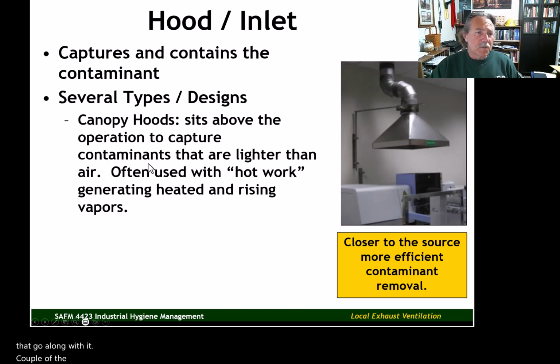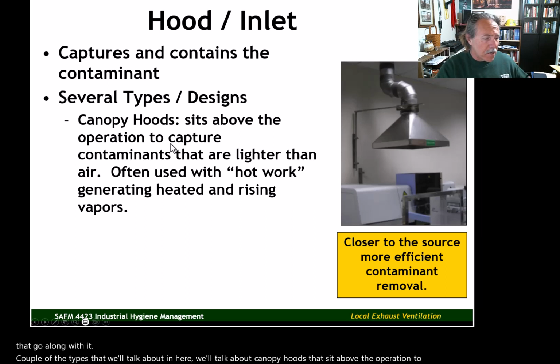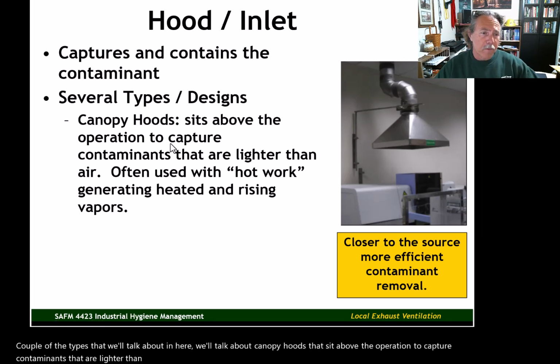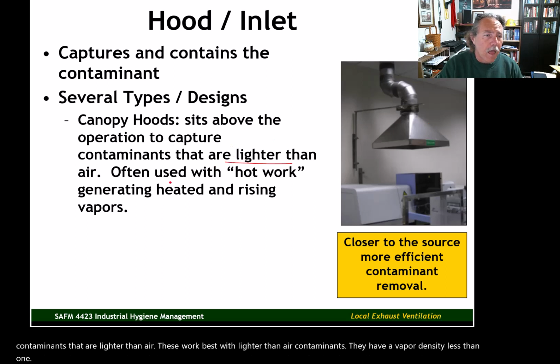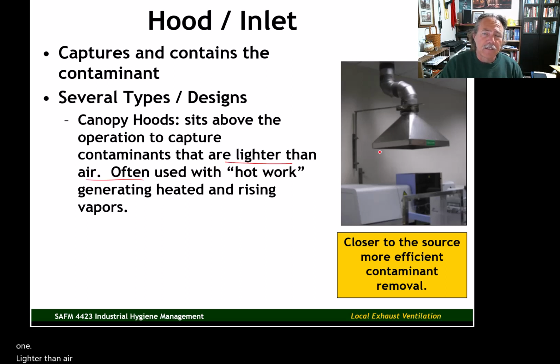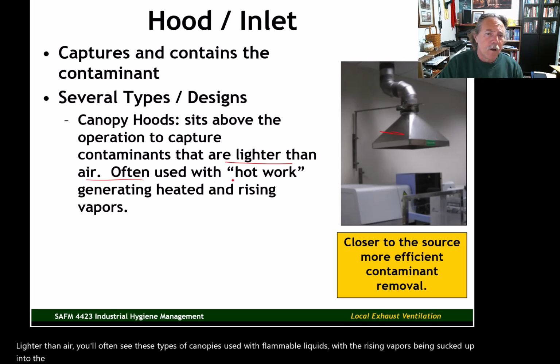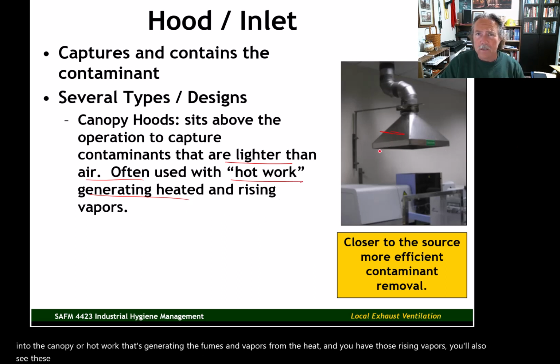A couple of the types that we'll talk about in here: canopy hoods that sit above the operation to capture contaminants that are lighter than air. These work best with lighter than air contaminants, which have a vapor density less than 1. You'll often see these types of canopies used with flammable liquids, with the rising vapors being sucked up into the canopy, or hot work that's generating fumes and vapors from the heat, and you have those rising vapors. You'll also see these with what we call dip tanks.